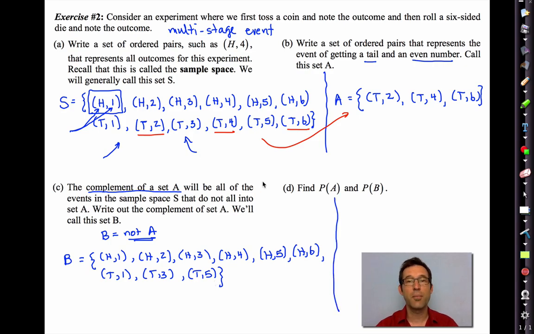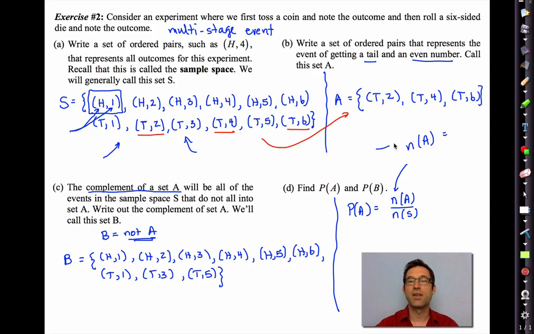That's the complement of A. And finally, letter D says find the probability of A and the probability of B. So let's remind you about the fundamental definition of probability. And now we can really understand this little n a little bit more.